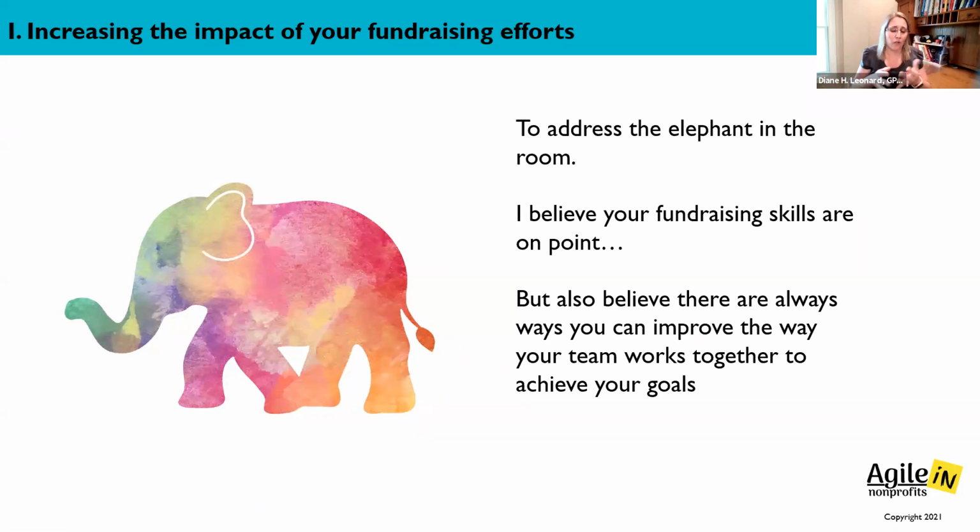I get it. You are doing special events. You're doing annual appeals. You're managing the bequests. You're writing grants. You're doing all the things. And you're doing a wonderful job. I truly believe that. The issue is that there are so many competing priorities and there are only so many hours in the workday. So how can you look at all the things and decide as a team which are the most valuable things that we can do?